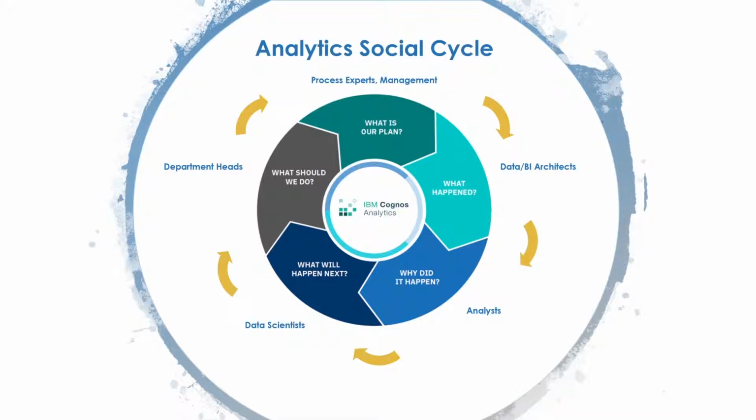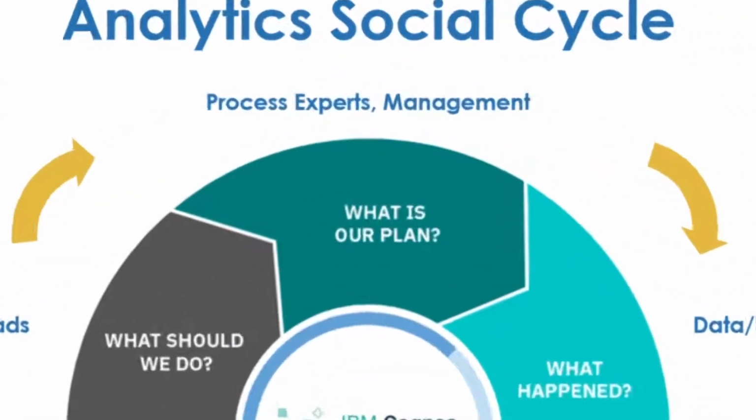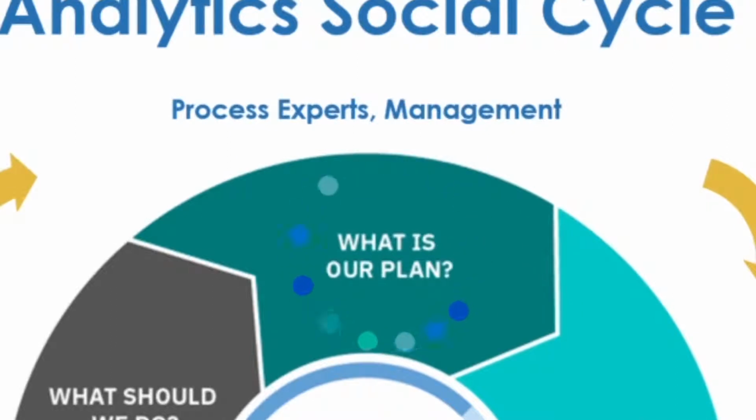This is the analytics social cycle. What this means is that we take the standard analytics cycle and socialize it by identifying which players fit within the process and how they interact to produce actionable information for your company. First, we start off with what is our plan, which involves understanding the problem with process experts and coming up with a strategy to achieve short and long-term goals.